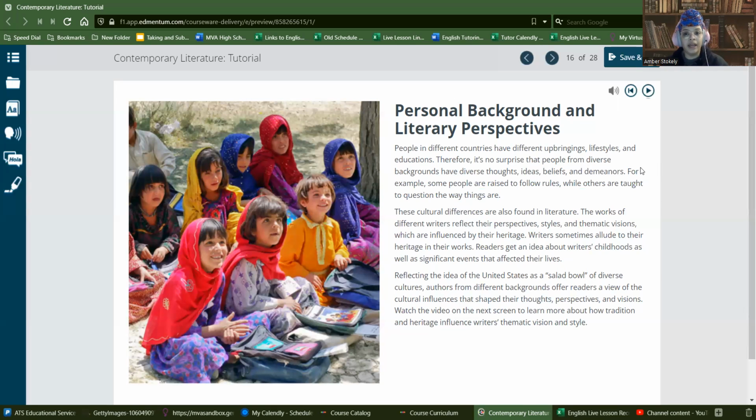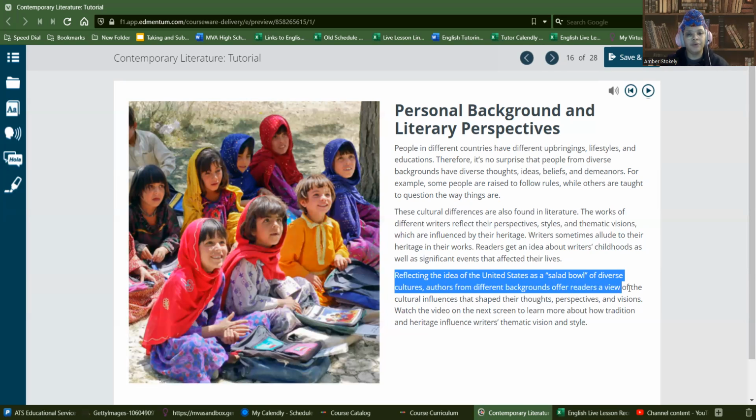The reason why a lot of these lessons, for example, show you and give you information about the childhood of the author is for exactly that reason. Because if you know how they grew up, you know what sort of things affected their lives. So it says, reflecting on the idea of the United States as a salad bowl of diverse cultures, authors from different backgrounds offer readers a view of the cultural influences that have shaped their thoughts, perspectives, and visions.